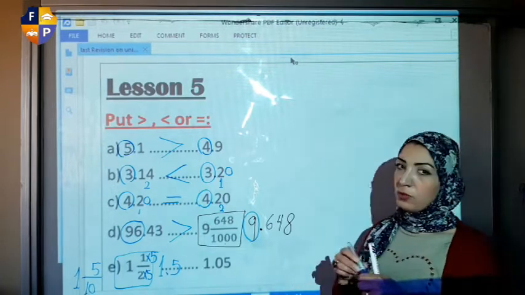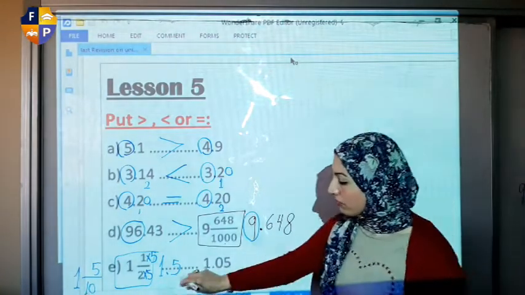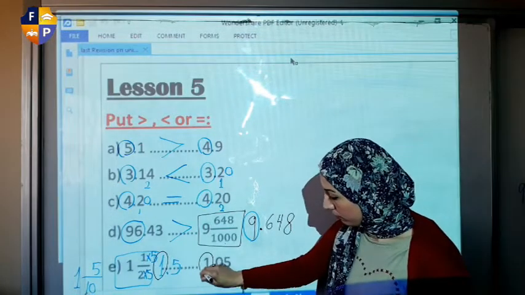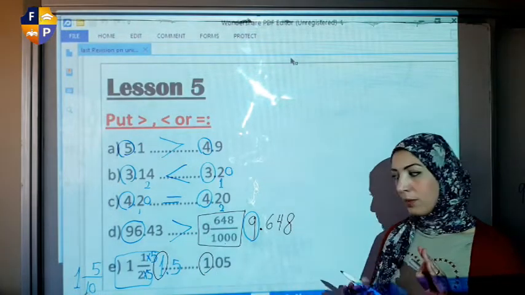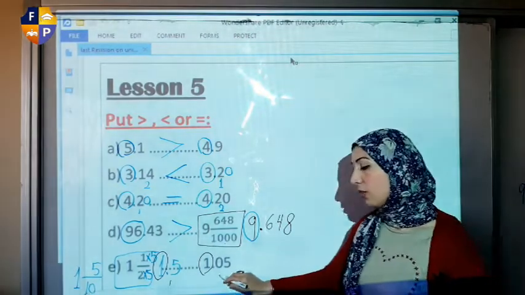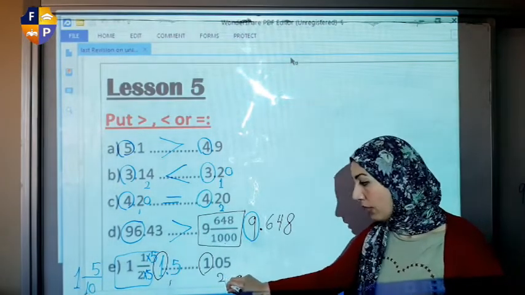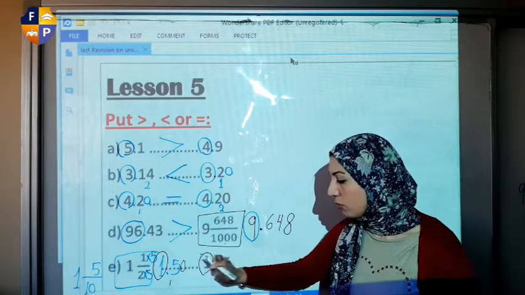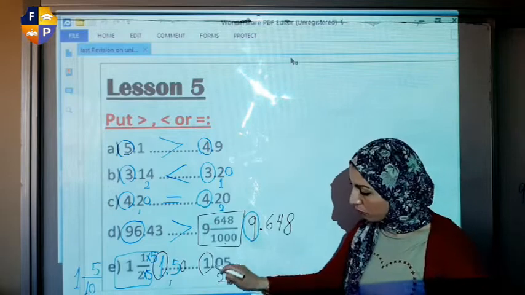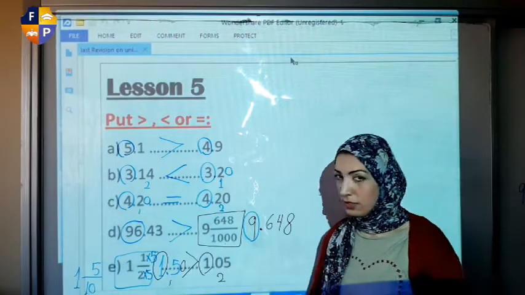To compare between these 2 decimals, first circle the whole number. Here we have 1 and 1. The same whole number. Then go to decimal point. How many decimal points? 1. How many decimal points? 2. So we have to add 0 to be the same number of decimal points. Here we have 50 and 0.5. So for sure 50 greater than 0.5.